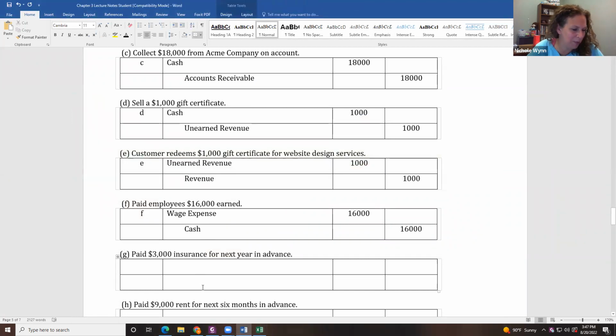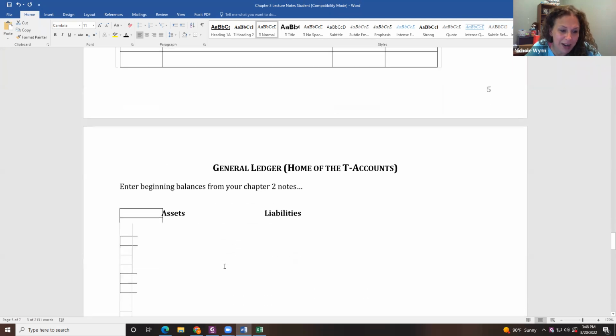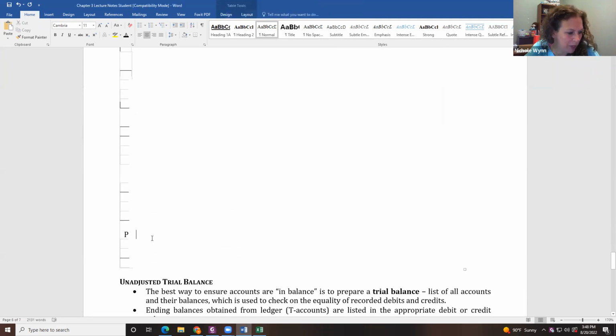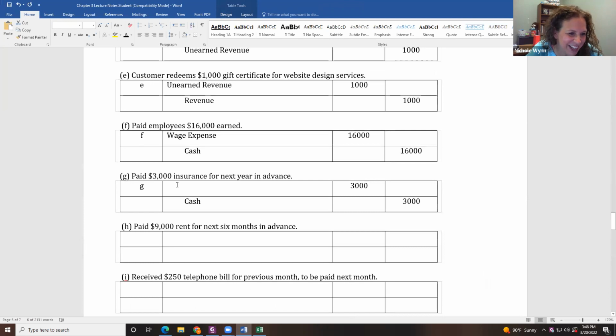The next thing it says is we paid $3,000 insurance for next year in advance. Looks like we're prepaying our insurance, right? So on the second line, we're going to pay our cash. We know the amount is $3,000. And what we're doing is we're paying our insurance, but it's not going to be insurance expense because we haven't incurred the expense yet. We are going to incur it next year. But right now we are prepaying it. Sorry, my blanks are being all weird. I don't know what's going on, but if you scroll, it says prepaid insurance. So we are going to prepay our insurance.